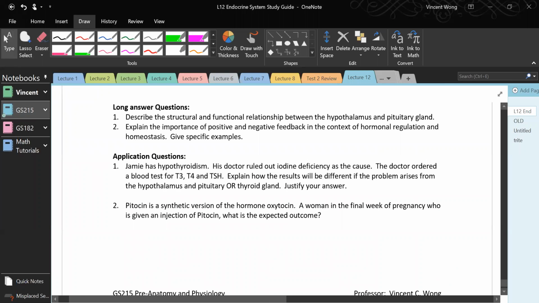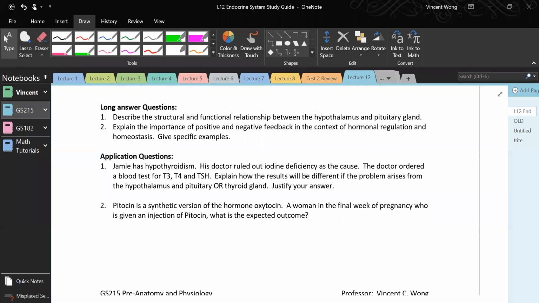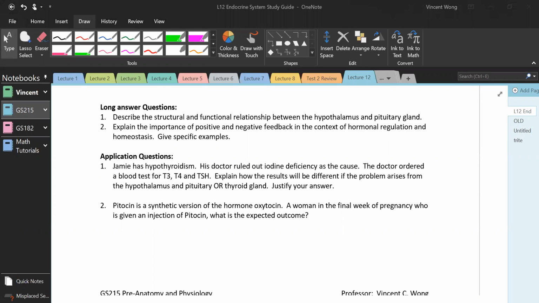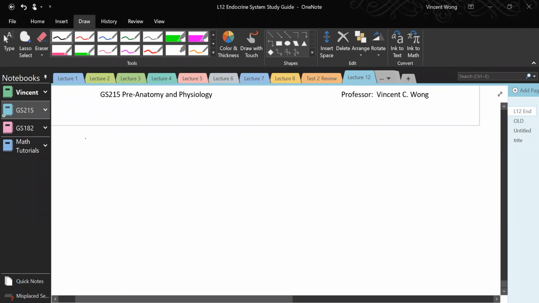Jamie has hypothyroidism. His doctor ruled out iodine deficiency as a cause. The doctor ordered a blood test for T3, T4, and TSH. Explain how the results will be different if the problem arises from the hypothalamus or if it arises from the thyroid gland. So let's talk about this hypo and hyperthyroidism. Let's talk about normal first.